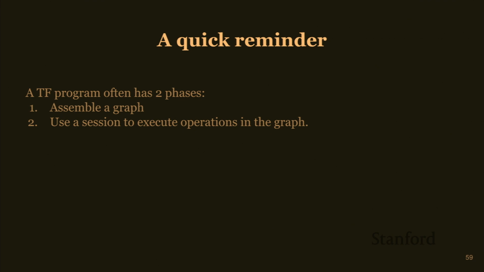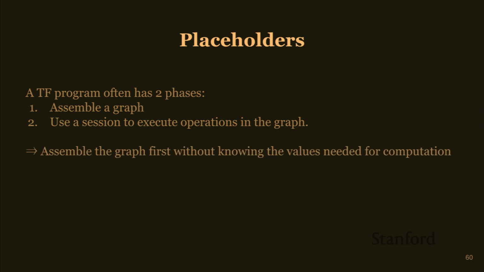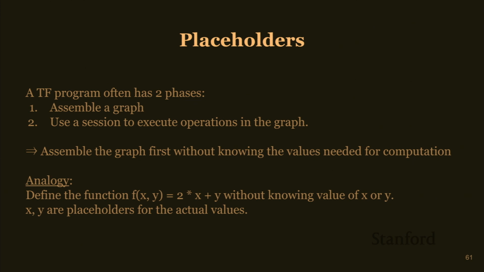Just a quick reminder that a TensorFlow program often has two phases. First, you assemble the graph, and the second is when you execute the graph. You can actually assemble the graph without knowing what kind of values we are dealing with. For example, imagine you define a function f of x and y, like 2 times x plus y. You can define the function without knowing the specific values of x and y. Only when we do the computation do we supply the values of x and y. For example, x equals 1 and y equals 2, then f of x and y has a value of 4. So x and y are placeholders for the actual values.